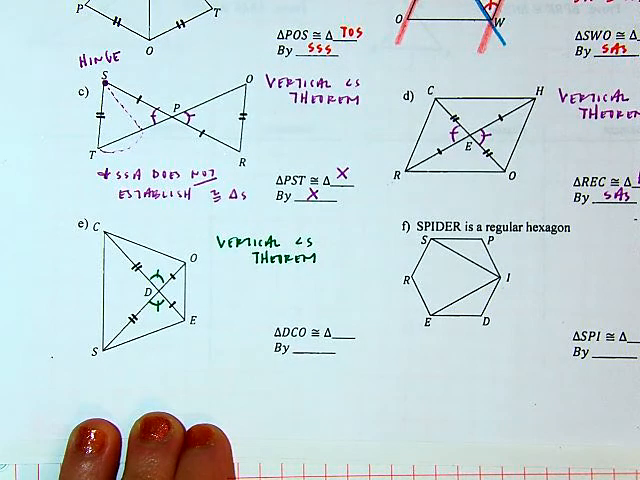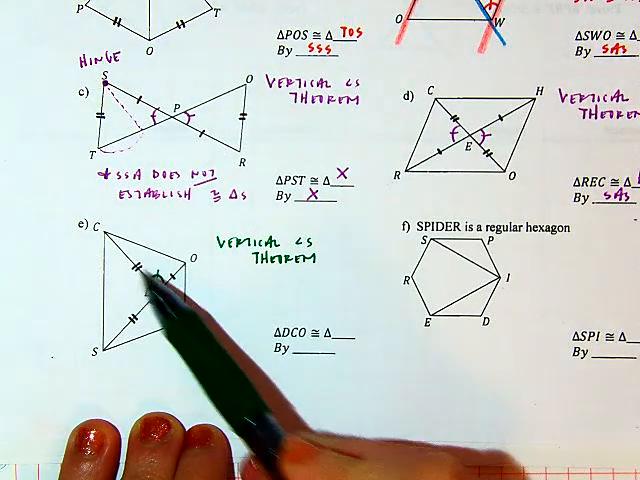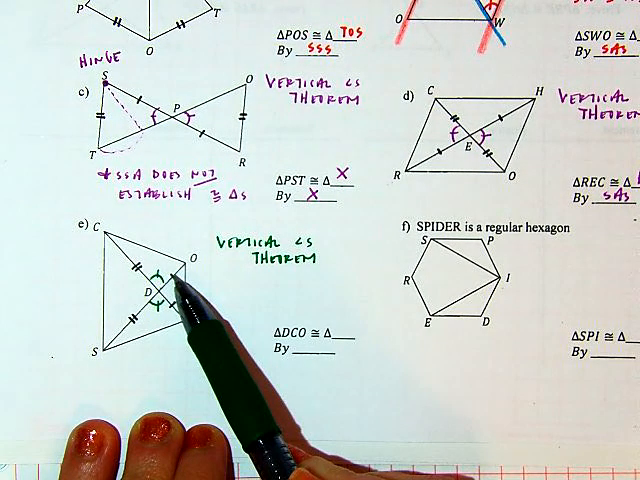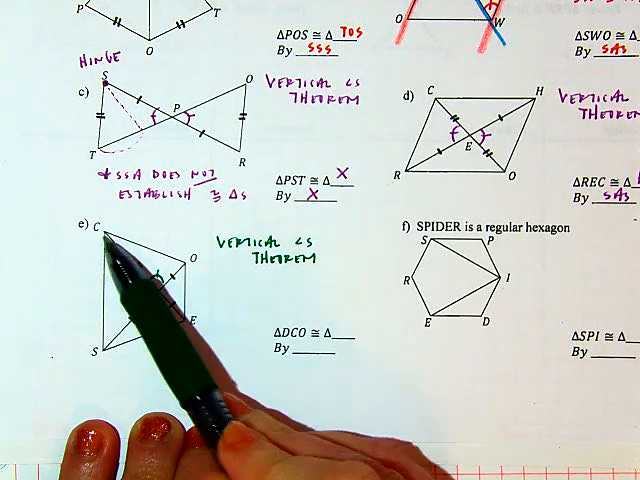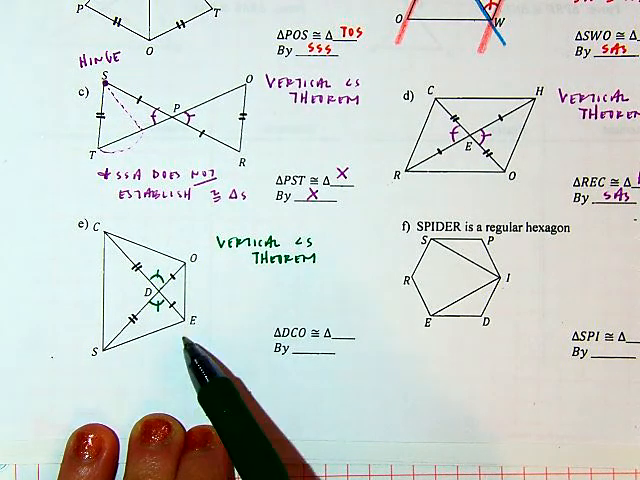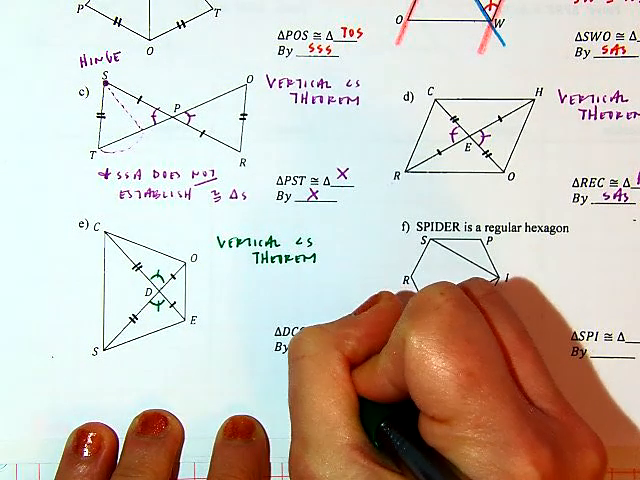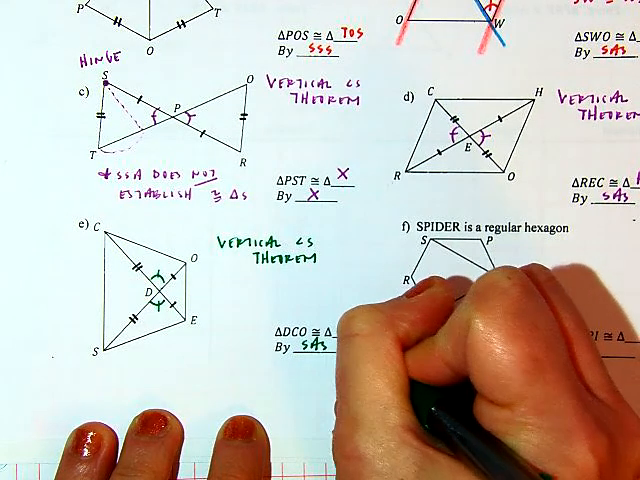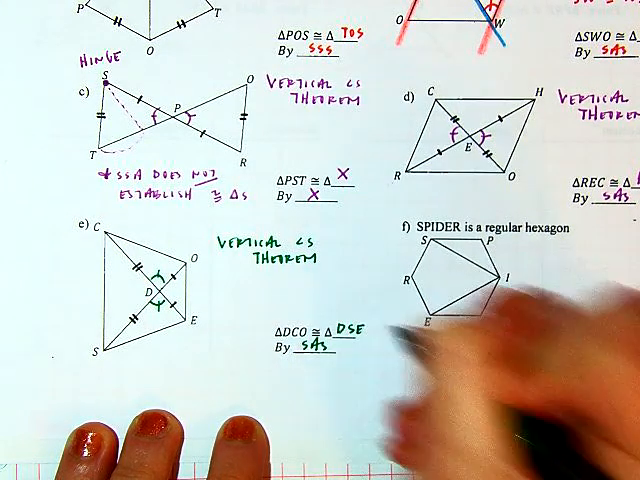And if I call the first triangle here DCO, I see I have side, angle, side, right? So DCO would sync up with DSE. So I have side, angle, side. And to finish this statement would be DSE.